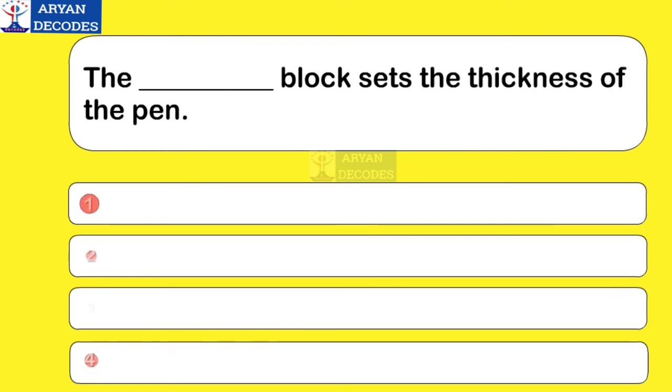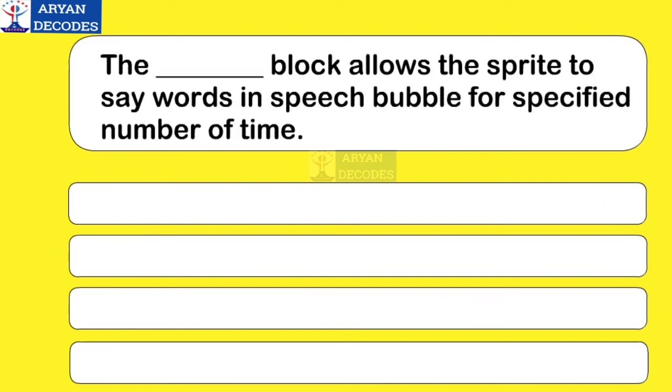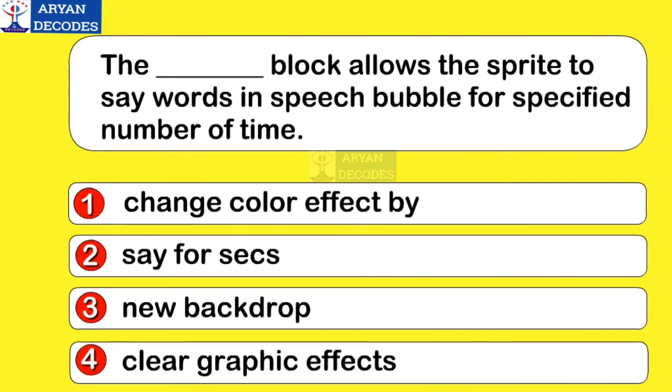The dash block sets the thickness of the pen. And the correct option is Set pen size to. Next question. The dash block allows the sprite to say words in speech bubble for specified number of time. And the correct option is Say for seconds. Now move on to the next question.